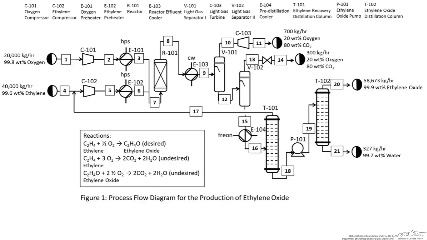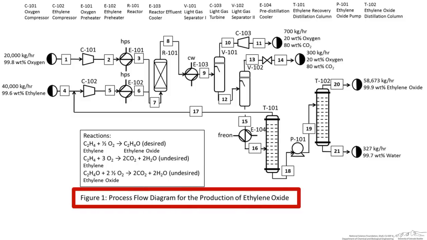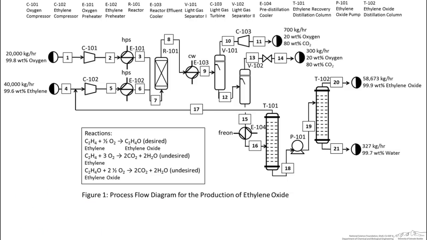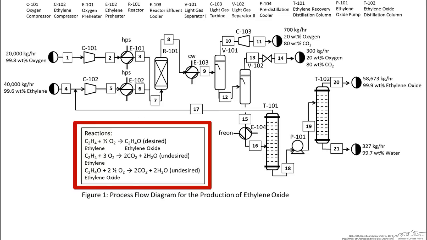Notice first and foremost that this process flow diagram has a figure number and caption, which is important so that the reader knows the purpose of the diagram and what product is being made. Without a figure number, you can't refer to the diagram in a report, making this a simple yet critical addition to this diagram.